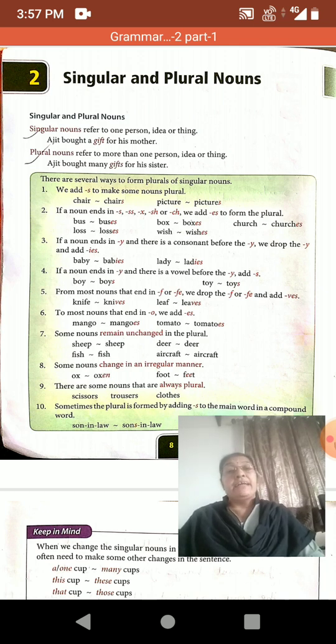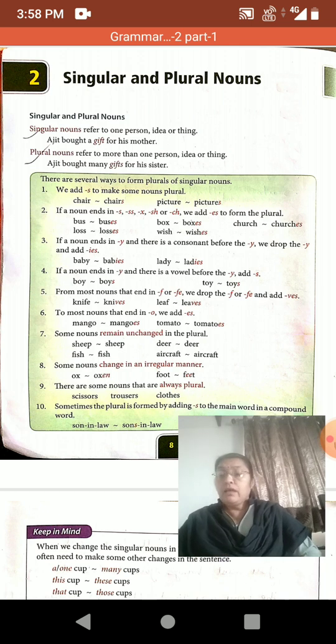Wish, ends with sh, wishes. Church, church ends with ch. We put es to make plural. So बच्चे, keep it in mind: a noun ends in s, double s, x, sh or ch, we add es to form the plural.